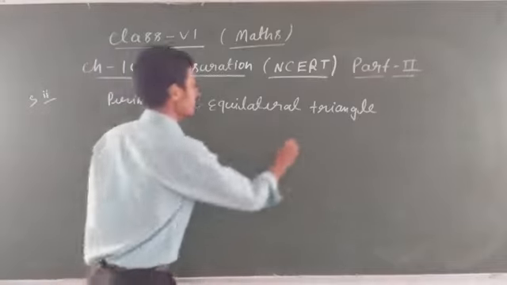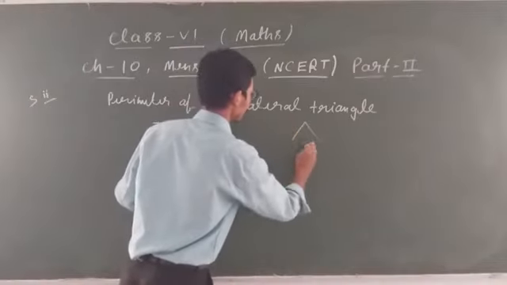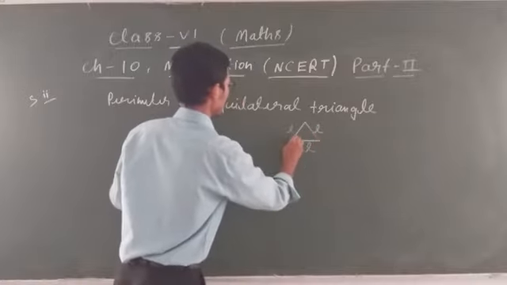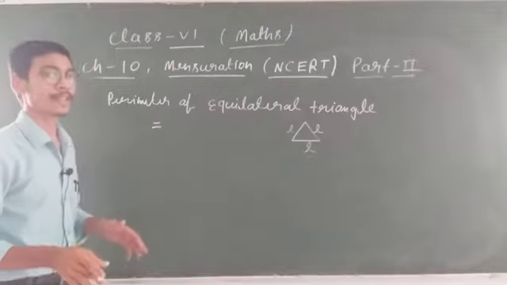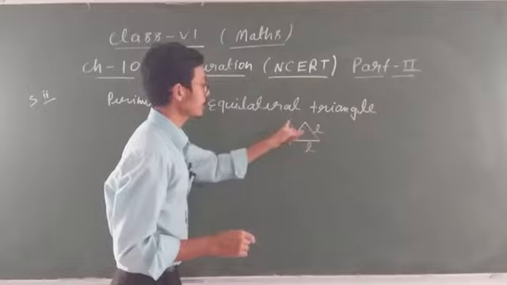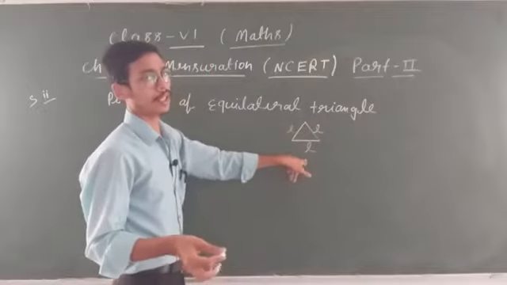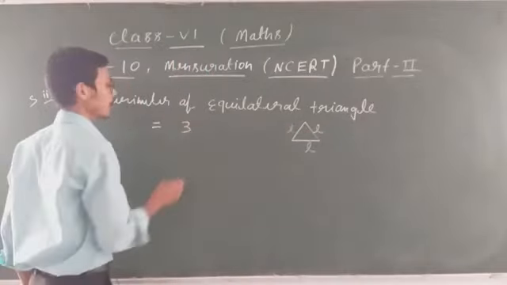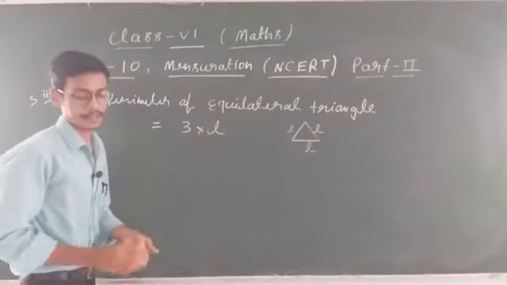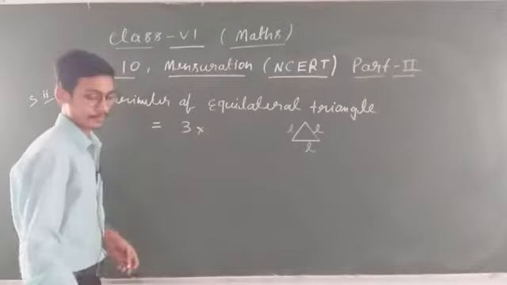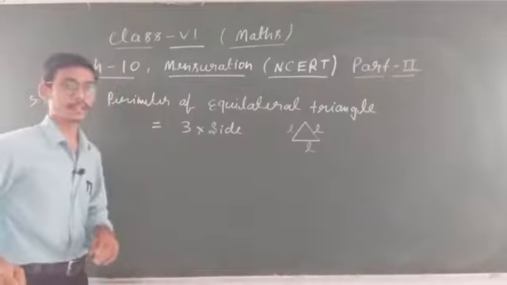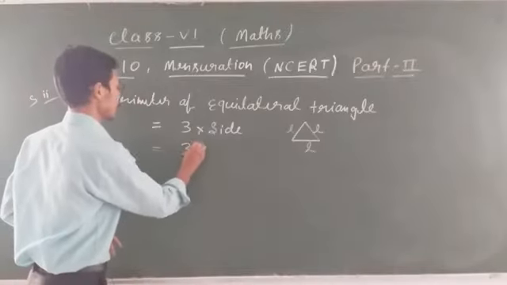Like, if this is the equilateral triangle, let us assume this is the equilateral triangle, this is L, this is L, and this is L. Equilateral means simply, you know that, whose all sides are equal, student. Clear? So what you can do, you can sum all the sides. If you sum L plus L plus L, it will come what? 3L. So directly you can write perimeter of equilateral triangle equal to 3 multiplied by L, or 3 multiplied by side. Is that clear?